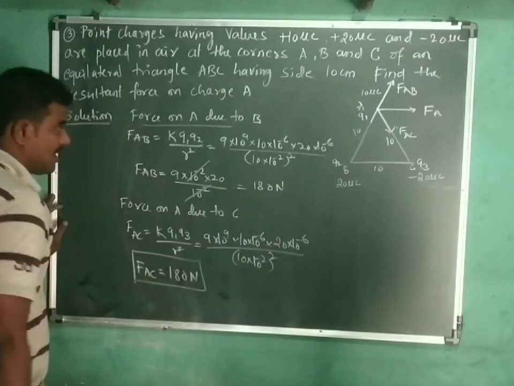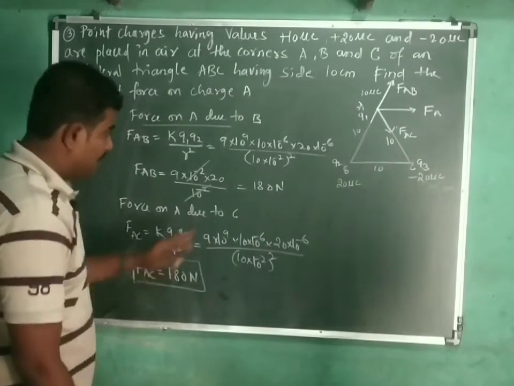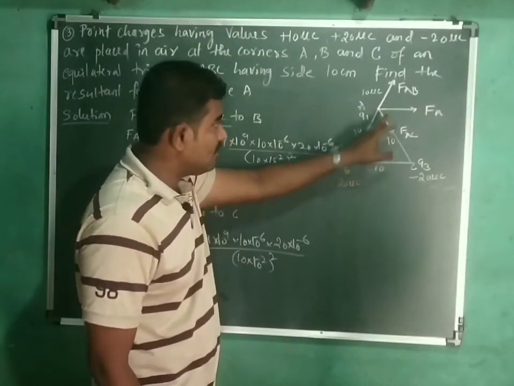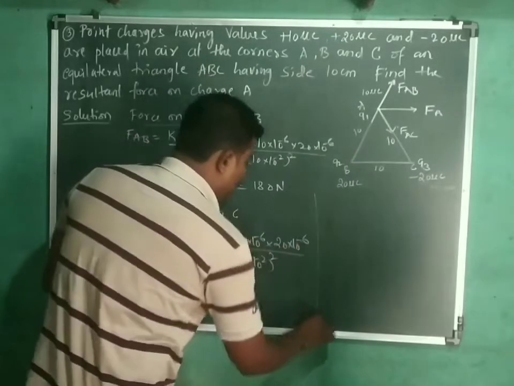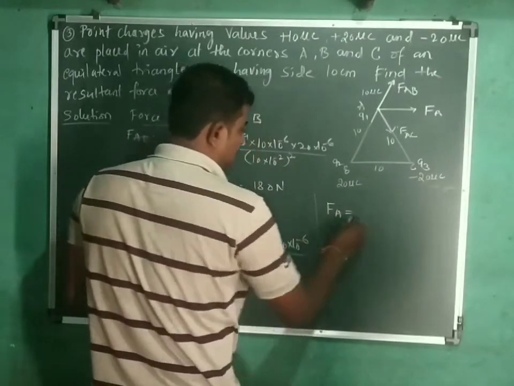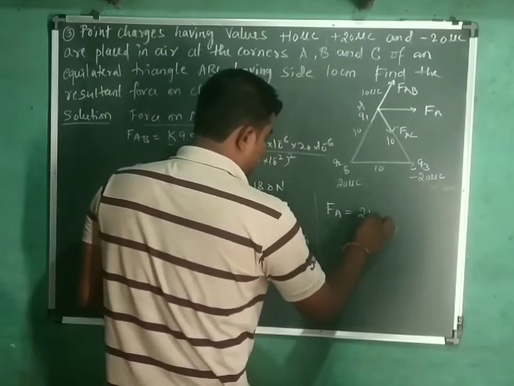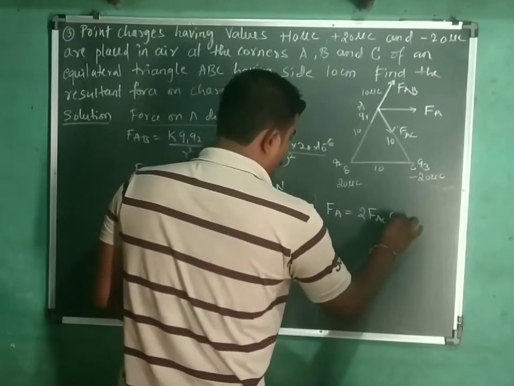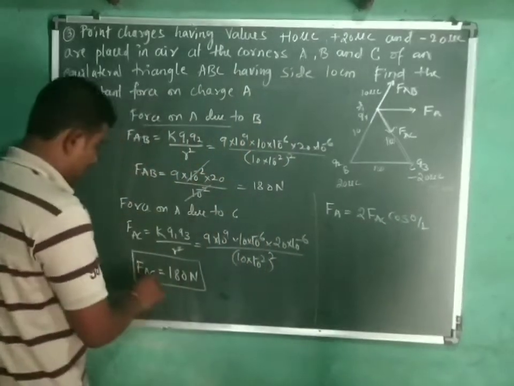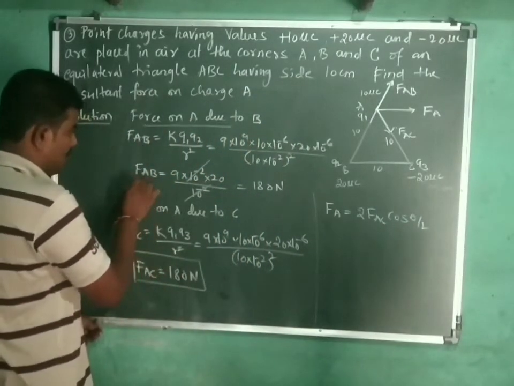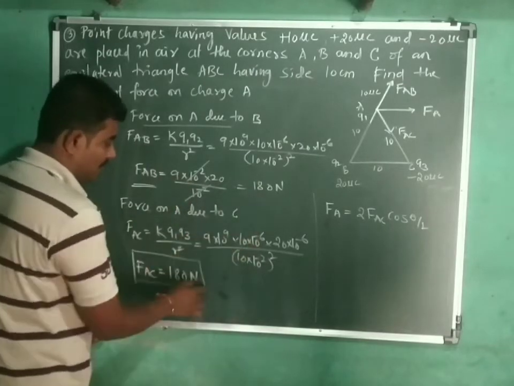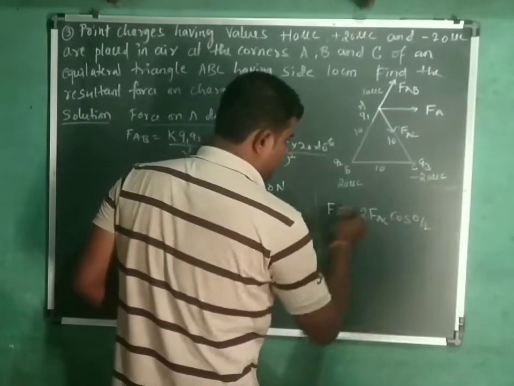As in the first numerical, I have already told you, if two forces have the same magnitude, then the resultant can be found with the help of this formula: FA is equal to 2 FAC cos theta by 2. In place of FAC, you can take FAB also, no problem, because both have the same magnitude, 180, 180. So this is an easy method actually.